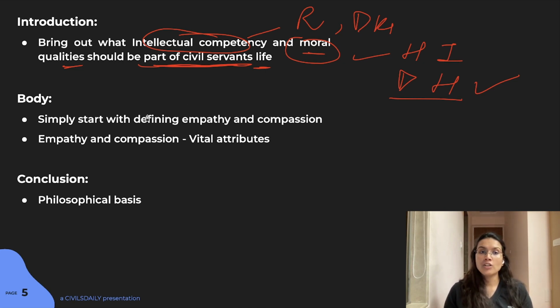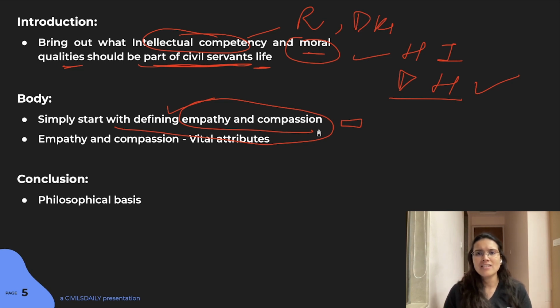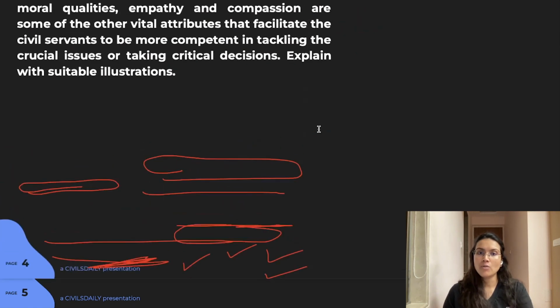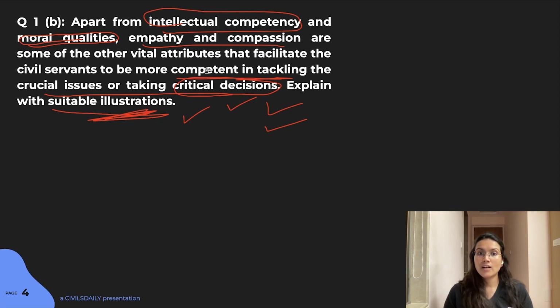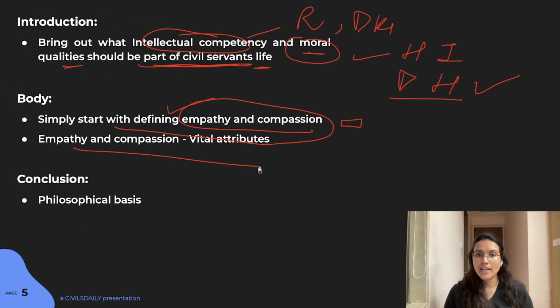Then in the body, what you do is you start moving towards empathy and compassion. What you can do is you can start with defining them, right? And try to bring them on a common ground, because again it's a 10 marker and you will not have space to again subdivide empathy and compassion. And moreover, the points would not be very easy to get into those two particular headings. So the next heading where you have to talk about how empathy and compassion is crucial in taking critical decisions, you actually club them together and you tell how they are vital attributes in taking your crucial decisions, right?